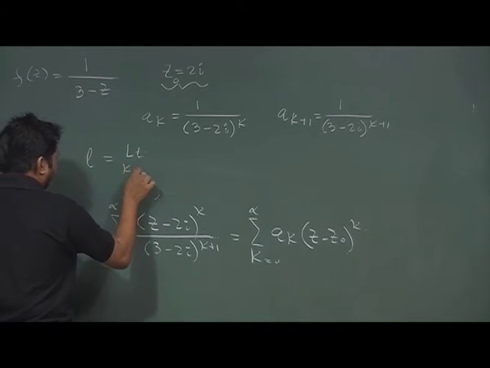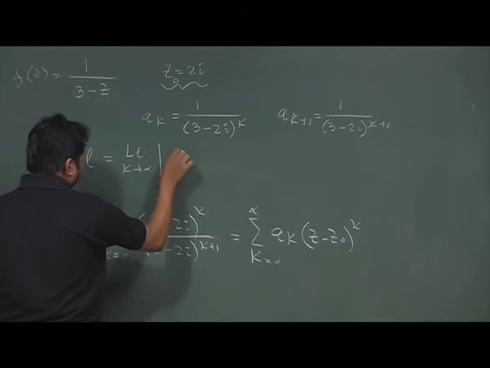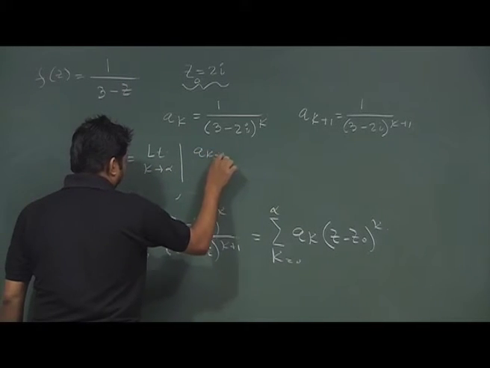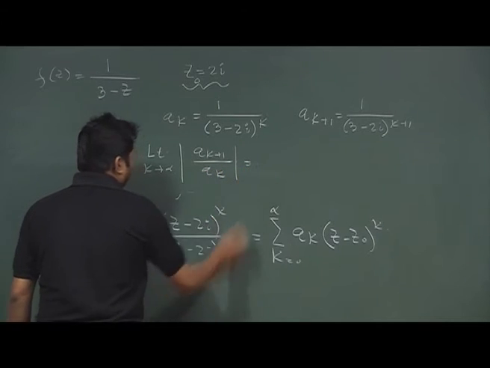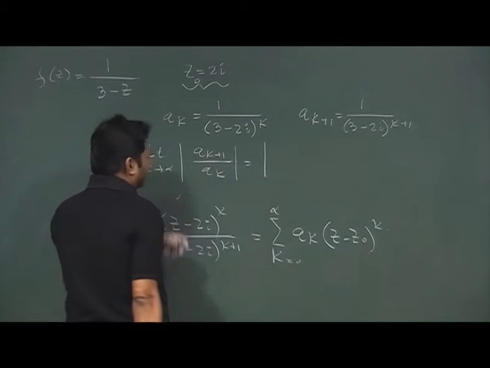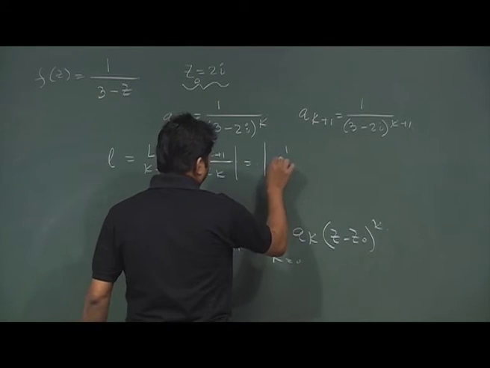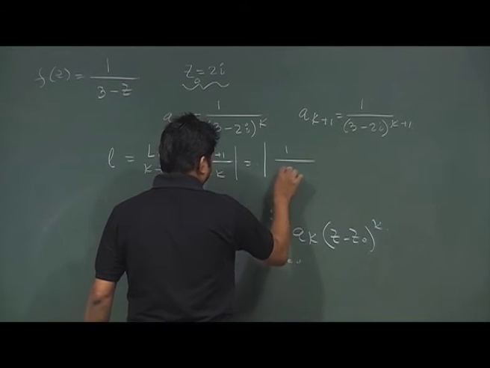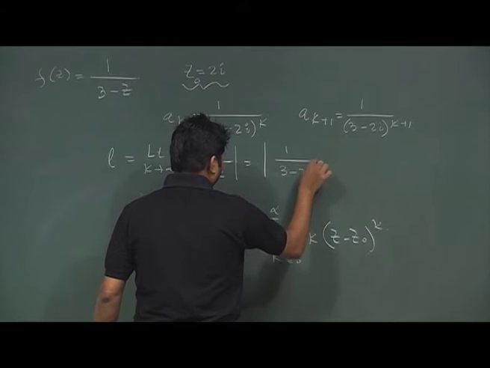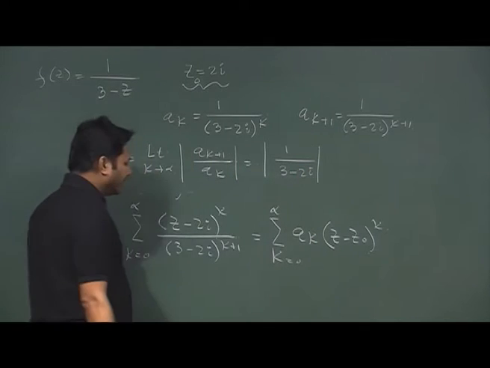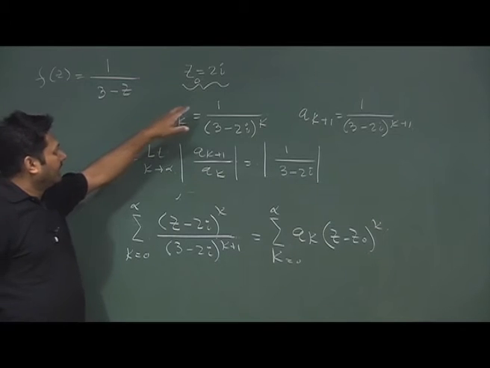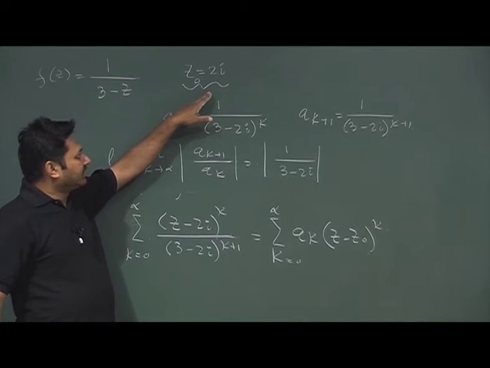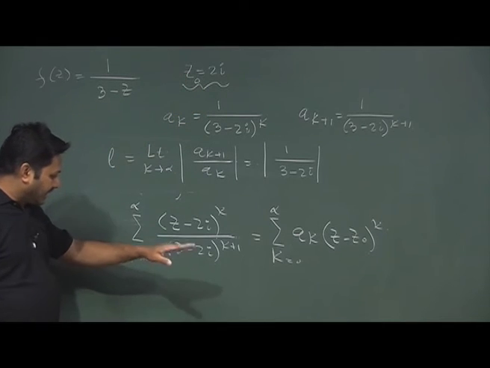and my L, limit k tends to infinity ak plus 1 divided by ak, is straightaway I can write 1 divided by 3 minus 2i, this quantity. So, please note that first this function is given and I need to expand this function around the point 2i, and if I expand it will come like this.